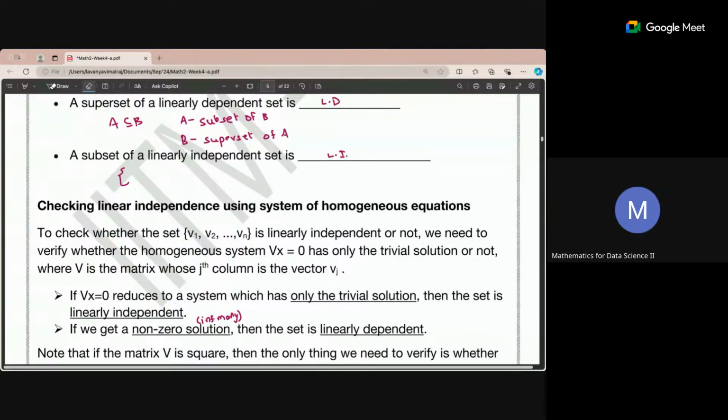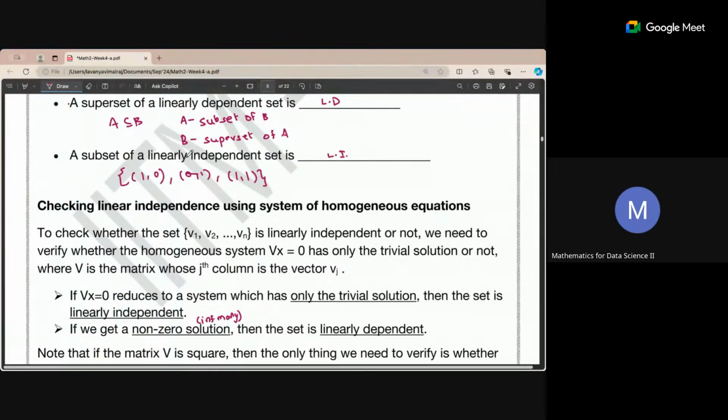For example, if you are considering maybe this set, let's say 1 0, 0 1. And then, what's wrong? Your pen is not working. Sorry, something is wrong with my pen today. I don't know.